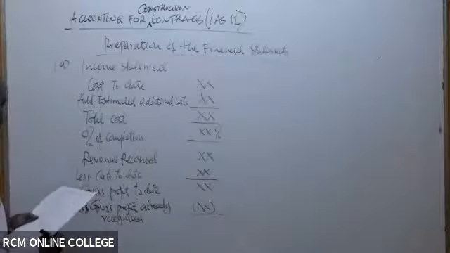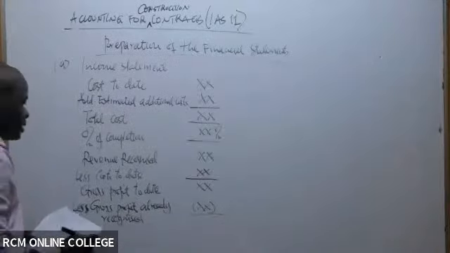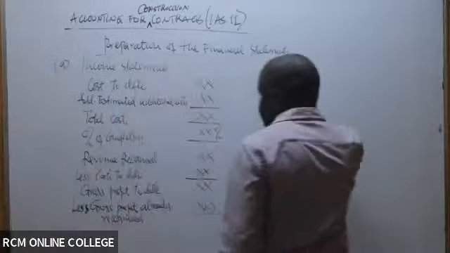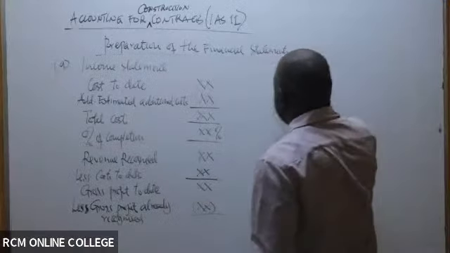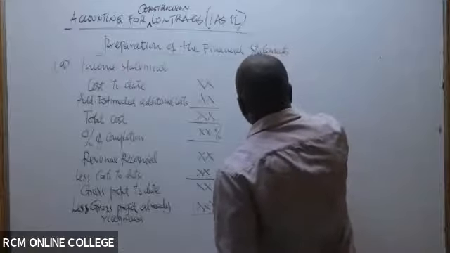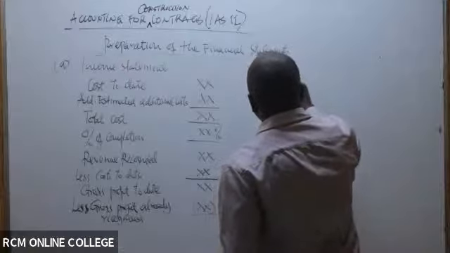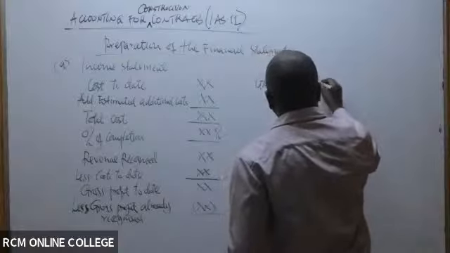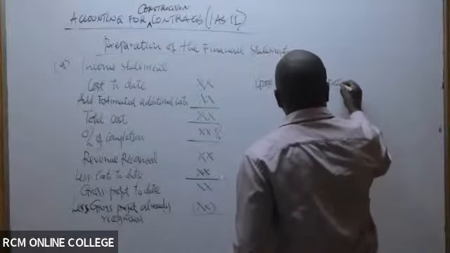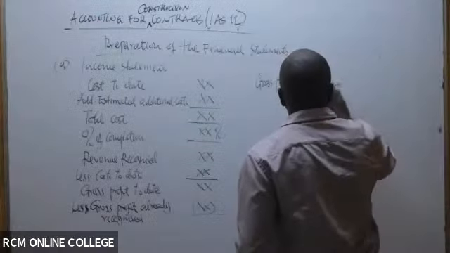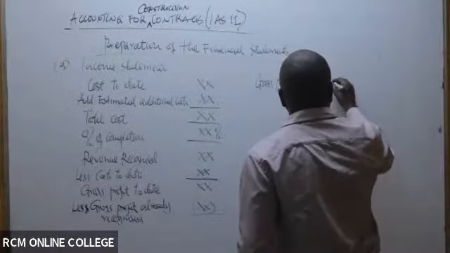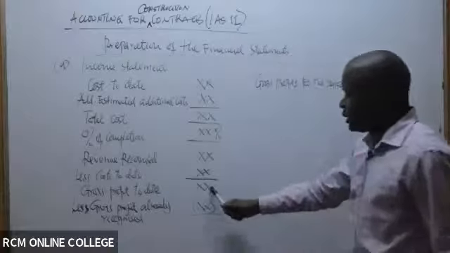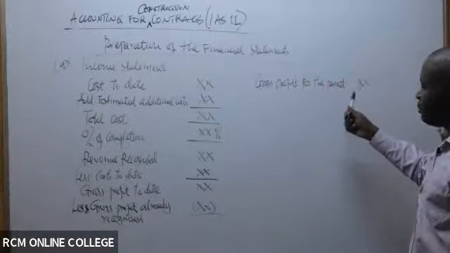Then in this case, you'll get a figure we call gross profit for the period. The difference between this and this, you'll get gross profit for the period.